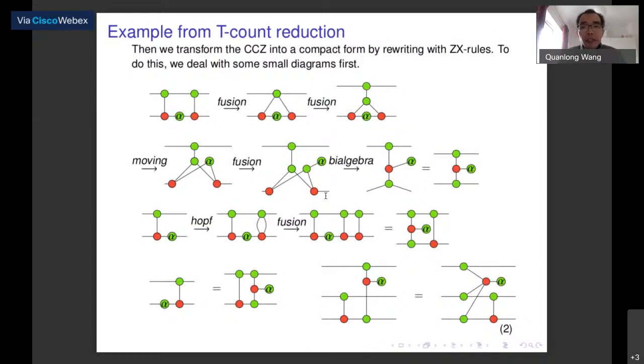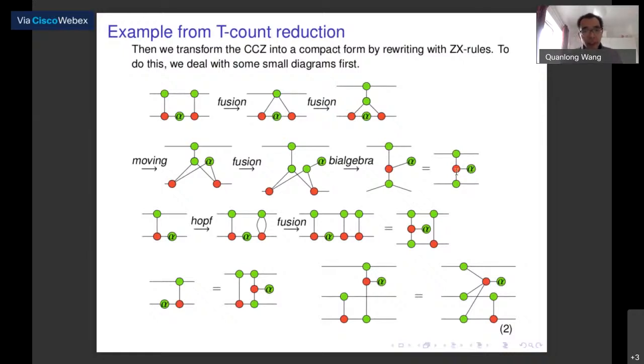Okay, to reduce this T count, we need to do some rewriting. First, for some small diagrams, let's look at this diagram. If we use the fusion rule, fuse the green nodes together, and then use the other direction of fusion, you get this one. Then you move the alpha from here to here, and you get this one. Then you use the other direction of fusion again, and you basically extract the alpha. Then you can see this form is a bialgebra form, and then you use the bialgebra rule, you get this one. So basically, this one is this one. That means you can rewrite this diagram into a simpler diagram.